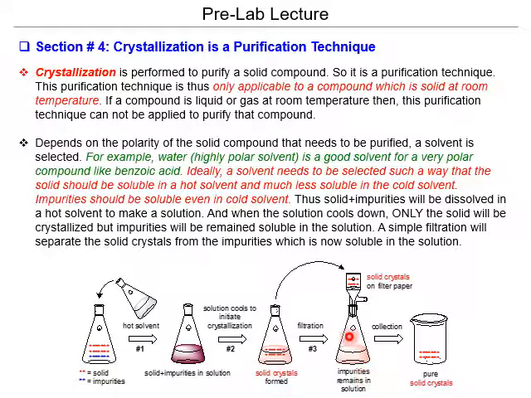That's of course if the impurity is much more soluble. There are some cases where the impurity is just as soluble as your desired compound, and that's where it gets really complicated. But luckily, in this experiment, we have benzoic acid, and its impurity is easy to separate. Thus, solid plus impurities will be dissolved in a hot solvent to make a solution. And when the solution cools down, only the solid will be crystallized, but impurities will remain soluble in the solution. Again, this depends on the nature of the solubility of the impurity.